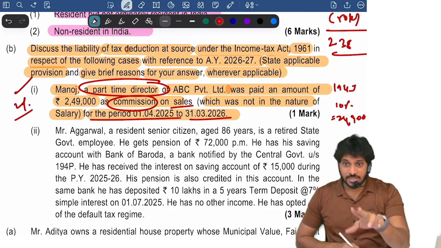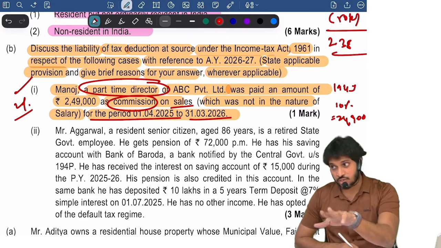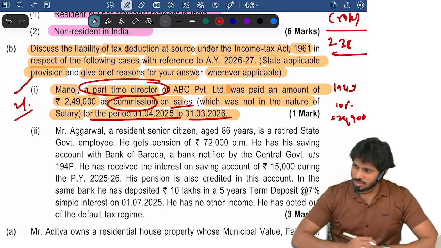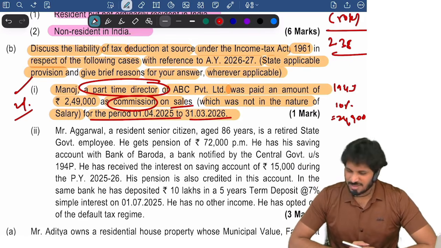But alternatively, there is a possibility they might have taken 194J also. What is the answer they took? J they took, but actually that's not correct. It's actually H which is correct, because brokerage or commission on sales is actually 194H. Able to understand?